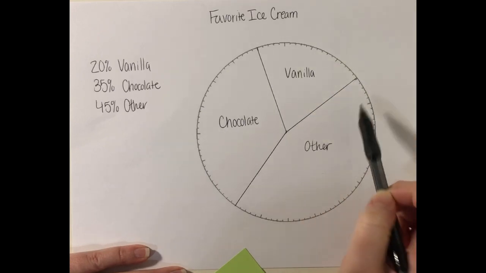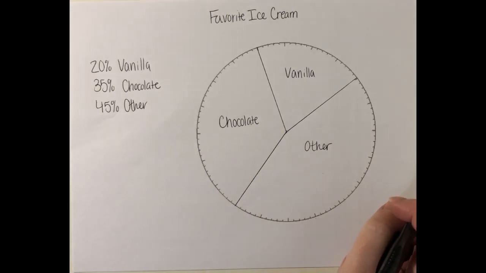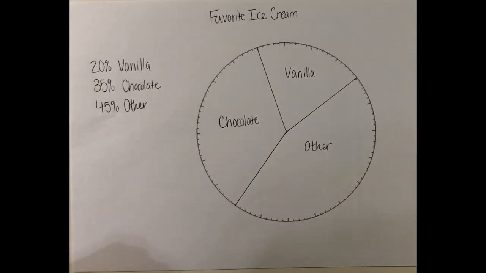Again, in this case, using this template, you don't have to know the degree measures, but it is good to know how to do that. It is a 7th grade standard, but if you don't have a protractor, there's no way for you to measure degrees. So this works too. I hope that helps.